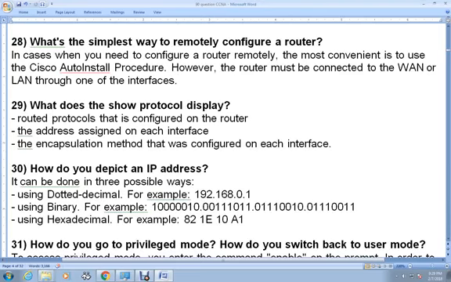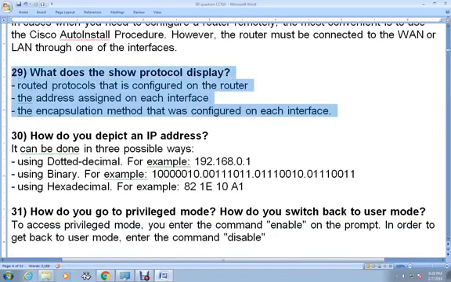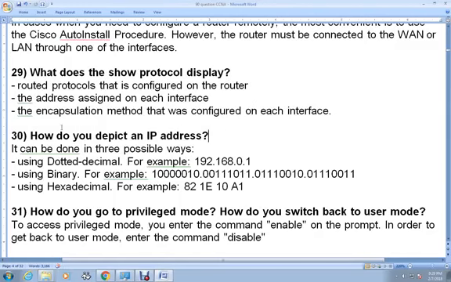Next question: what does the show protocols command display? It provides you three pieces of information: the routed protocol that is configured on the router, the address assigned on each interface, and the encapsulation method that was configured on the interface. So these are the information available if you use the show protocols command.